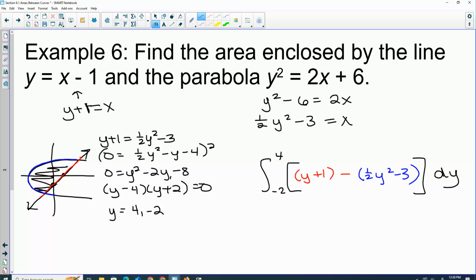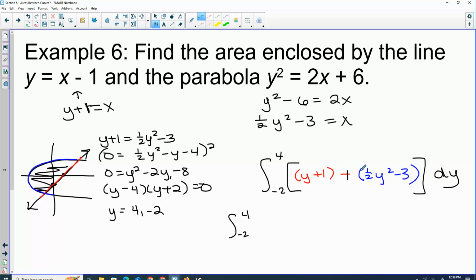What questions do you guys have? If you're not sure it's the right minus the left, if that confuses you, we can figure it out the same way we did the others. Pick a number in between 4 and -2, so maybe a 0. If I put a y of 0 in here, you get 1. Here is -3, so it's a bigger minus a smaller when you do that. So I'm integrating from -2 to 4.